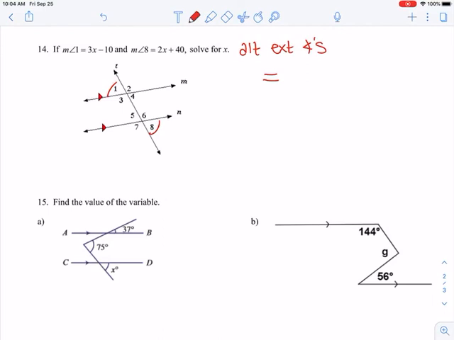For 15, parts A and B, these are when you need to use the auxiliary lines. What is the auxiliary line? You're going to draw a third line through the picture, and it's going to be parallel. Then you can figure out your missing pieces based on the two sets of lines. Remember, you have to look at them independently.